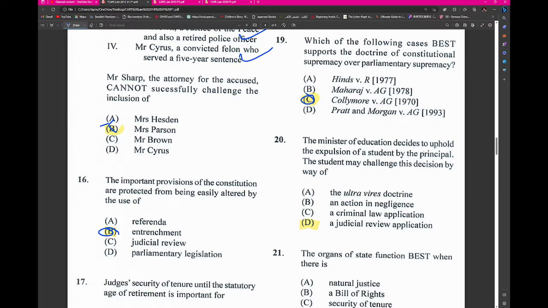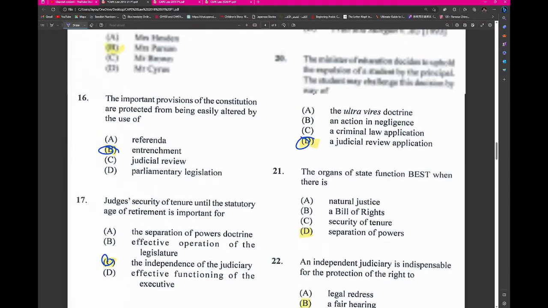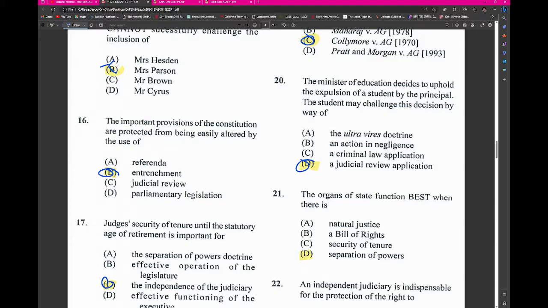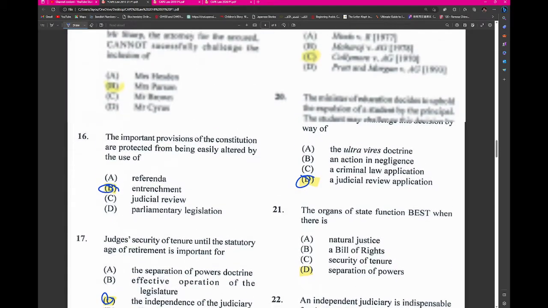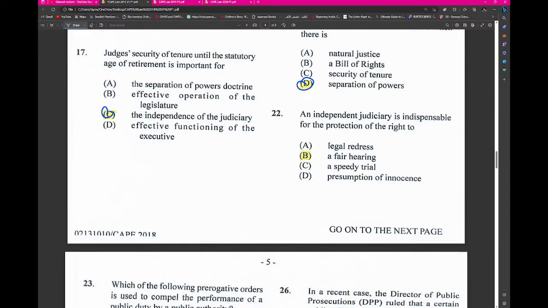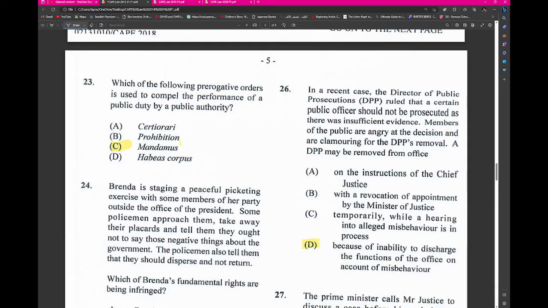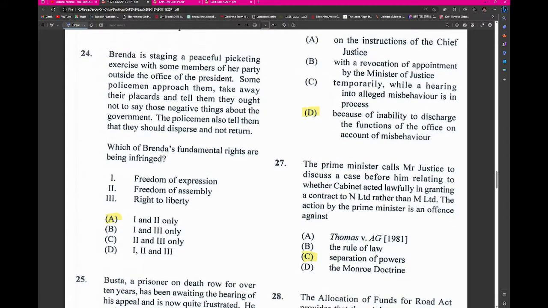20. The Minister of Education decides to uphold the expulsion of a student by the principal. The student may challenge this decision by way of judicial review application. I think it is Maharaj versus Mohammed and another. The organs of state function best when there is separation of powers. An independent judiciary is indispensable for the protection of the right to a fair hearing. Which of the following prerogative orders is used to compel the performance of a public duty? This is mandamus.